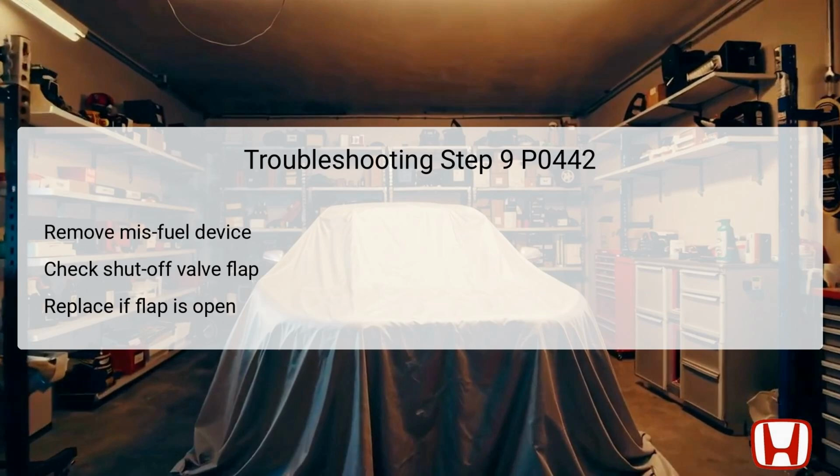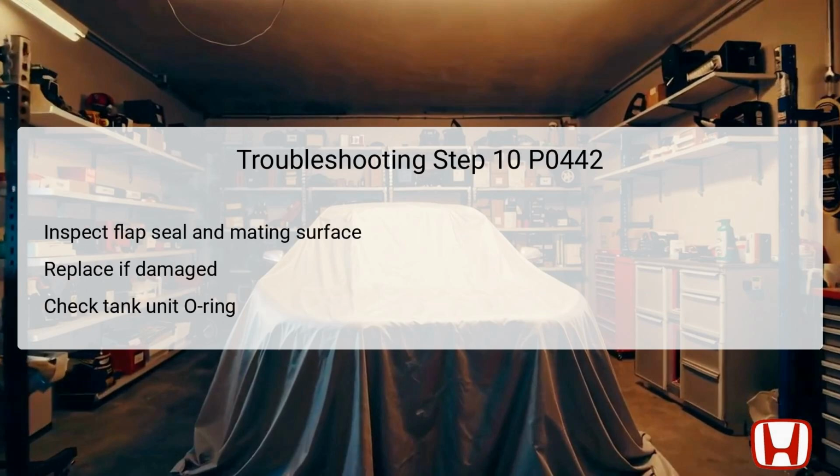If you discover the flap is not in the closed position, this is a clear indication that the unit must be replaced. Reinforcing proper valve function is crucial for maintaining the overall integrity of the fuel system and ensuring no escape of vapors. The final step, Step 10, necessitates a careful examination of the flap seal on the shutoff valve, along with the mating surface it rests against.